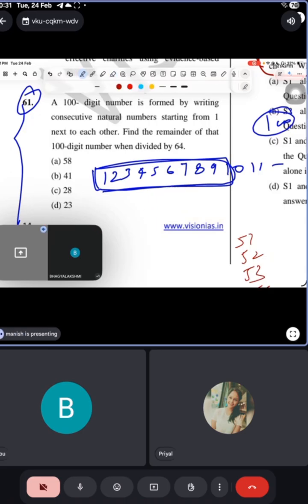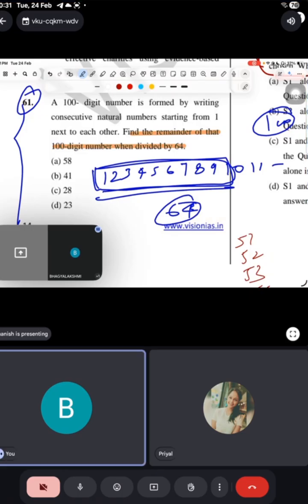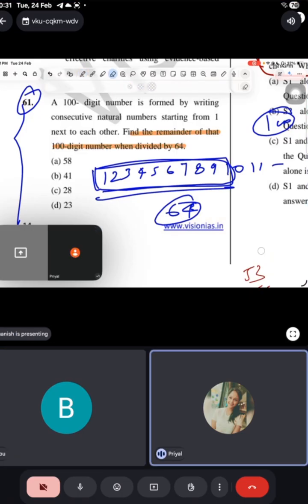So now tell me the approach, guys. How will you solve? The question is saying find the remainder of that 100-digit number when divided by 64. Big program I have to arrange. If we find the last digits, then we can solve, because 64 factors we can take out, like 2 to the power 6.